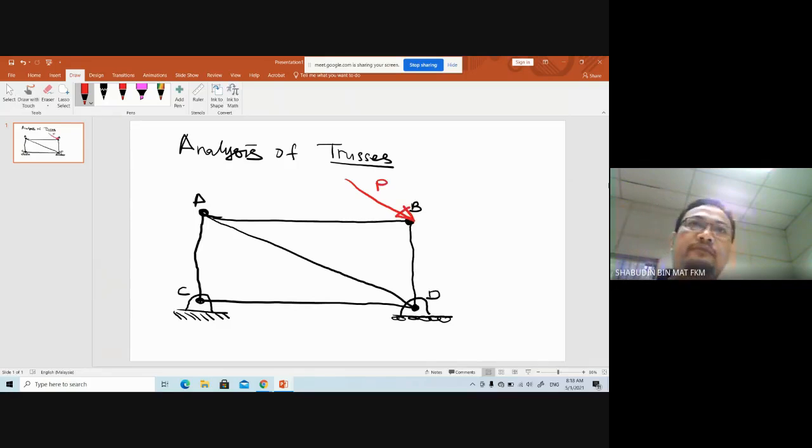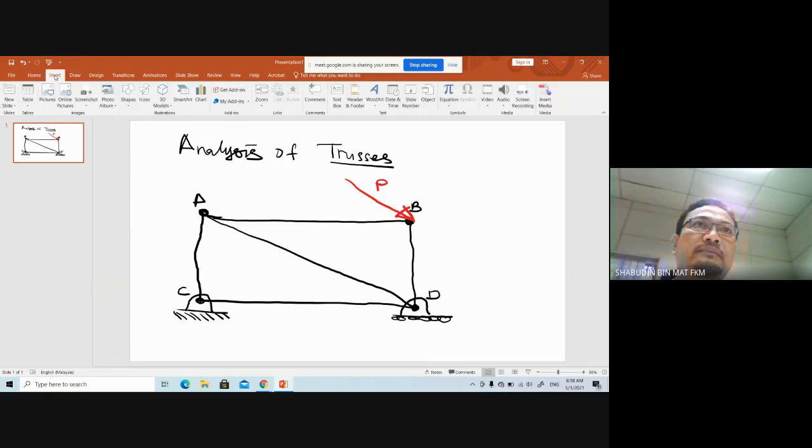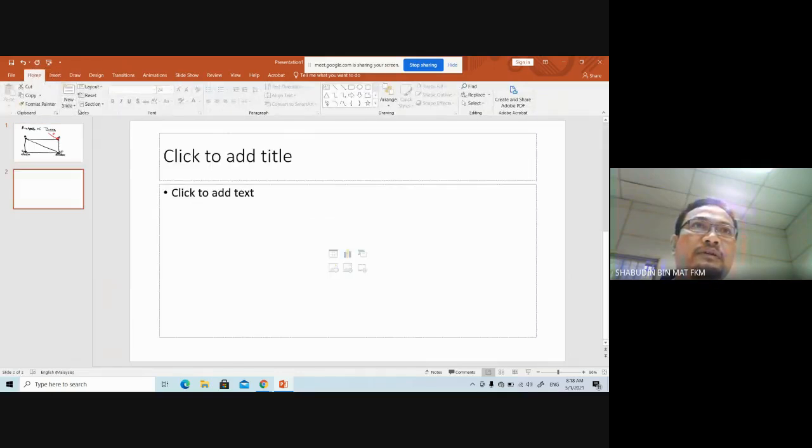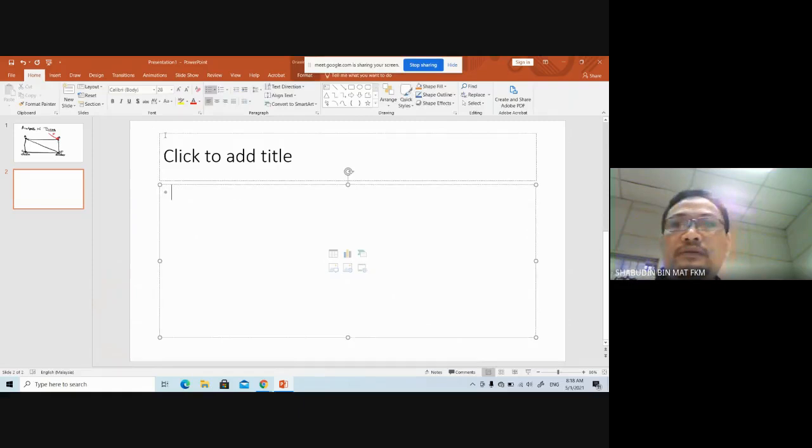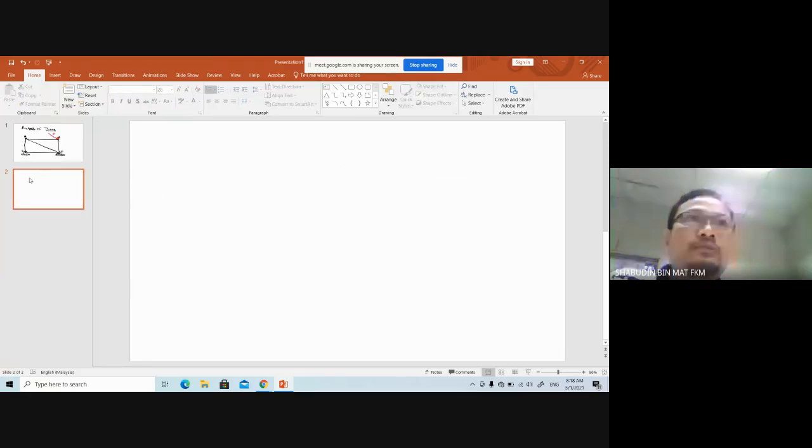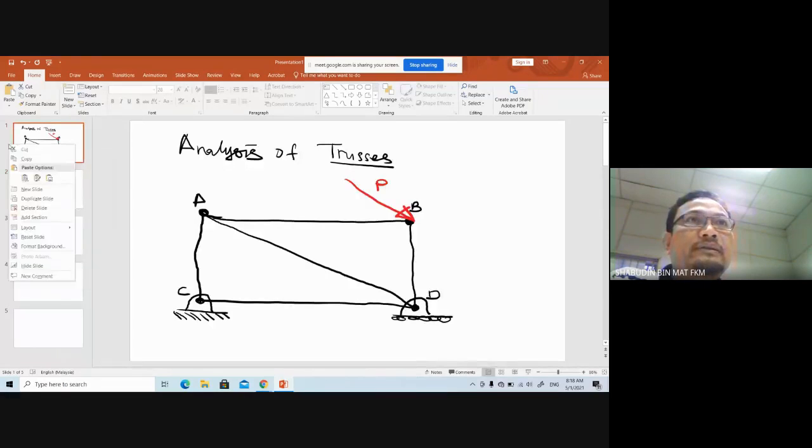Okay. The first step for you to analyze the structure is to redraw the free body diagram correctly, because marks are given for it. If you don't draw the free body diagram, we will reduce your mark by 1 or 2 out of 10 in the final examination. So we are now targeting your final exam because it is so close already. Okay, copy that one and paste.